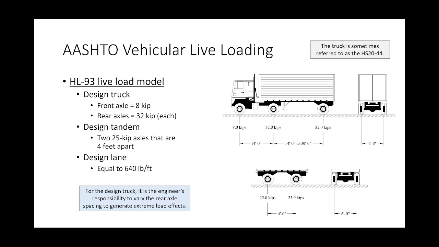Now, just so you are aware, the truck by itself has sometimes a different name. It's sometimes called the HS20 or the HS20-44. The reason why is these front two axles, how much do these front two axles weigh? 40 kips. So the front two wheels weigh 20 kips. Is that a fair statement? So the HS20, the 20 means that the front two axles weigh 20 kips, and the 44 means that it was developed in 1944. So this load model's actually been around for quite some time.